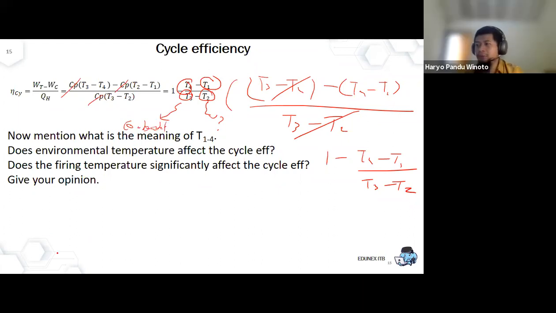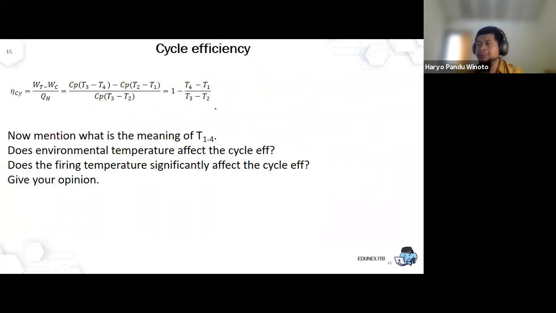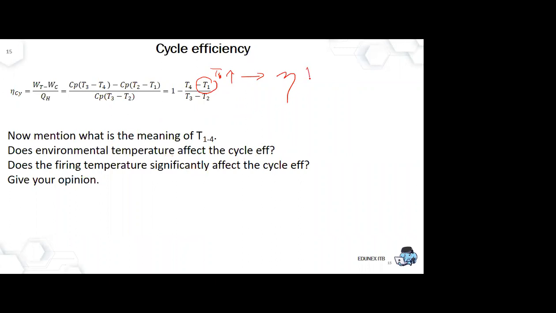Let me clean this up. What happens if I bought a turbine from England, a Rolls-Royce, and I operate it in Abu Dhabi? Wow, it's a hot desert. What happens to the efficiency when we have a higher T1? It's getting lower.